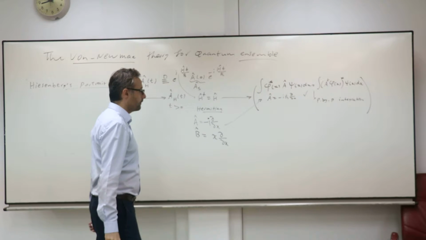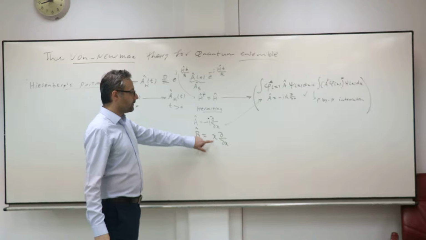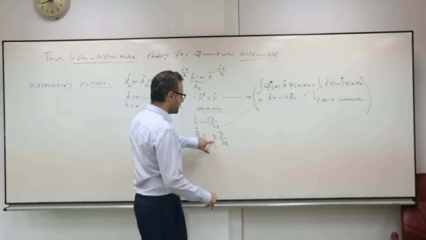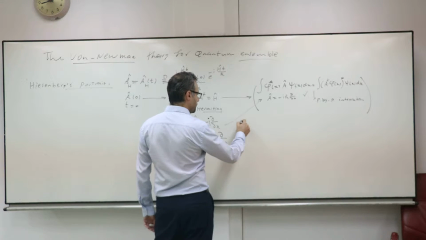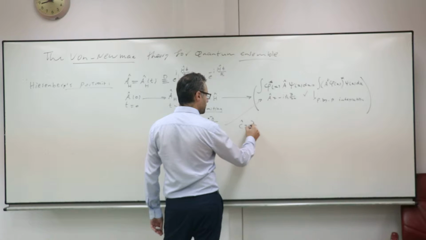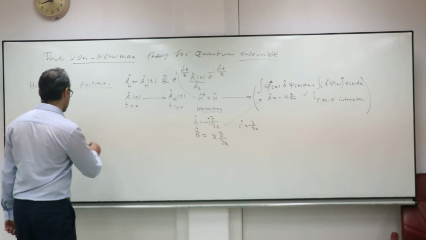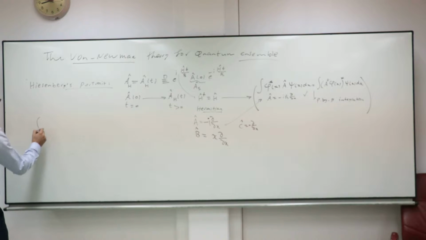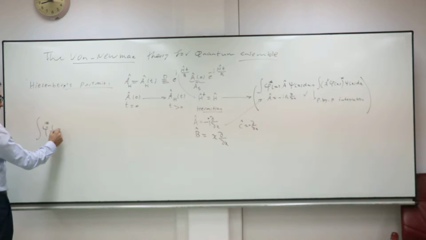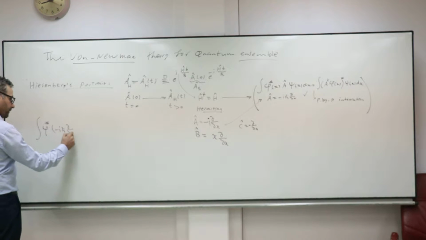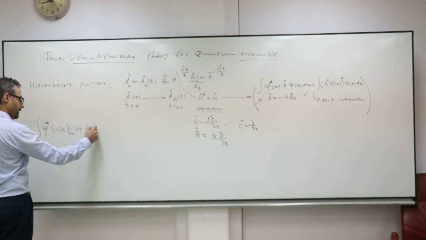This operator doesn't have this property, so it is not Hermitian. Also this operator, for example, partial x, is not Hermitian, as you can see. For example, I want to show that the operator minus h bar partial x, is this Hermitian or not?